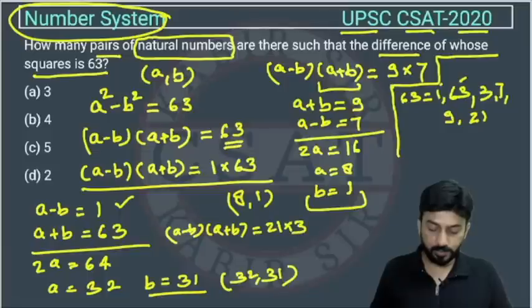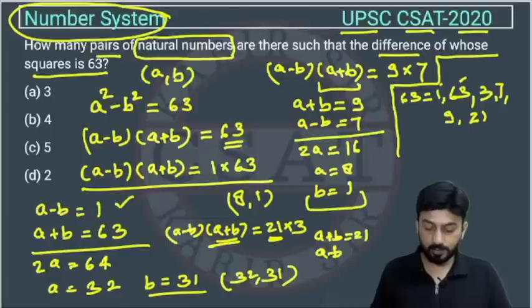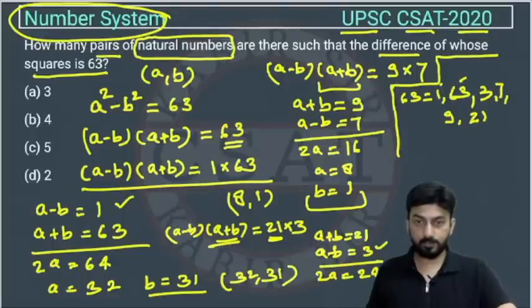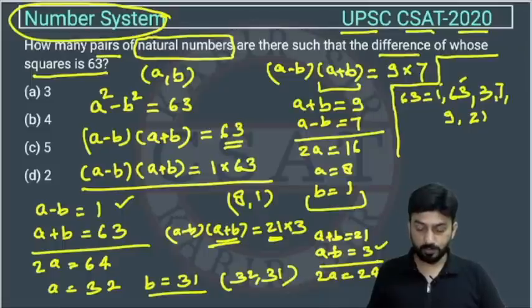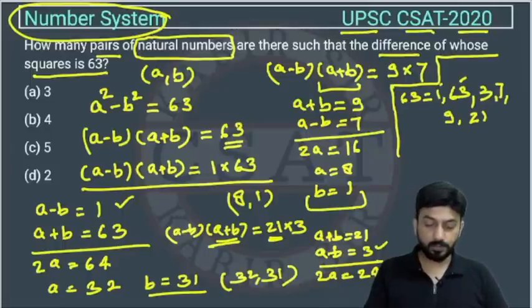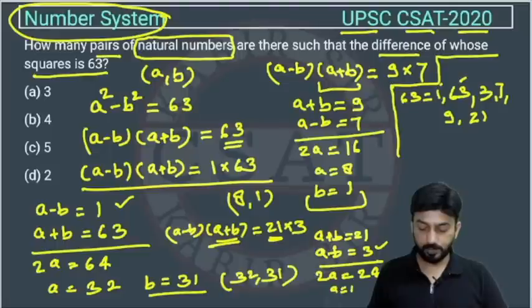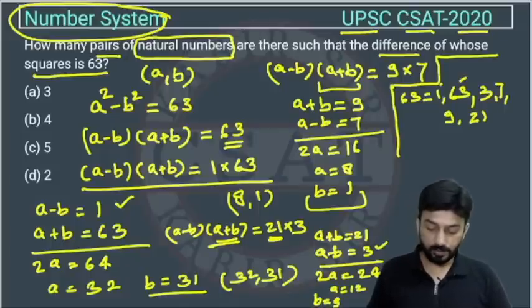So 21 will be a plus b, right? So we can write a plus b is equal to 21 and a minus b is equal to 3, right? We will solve it. We will add: 2a is equal to 24. So a will be 12, right? If a is 12, b will be 9, right? So the other pair is 12 and 9, right?